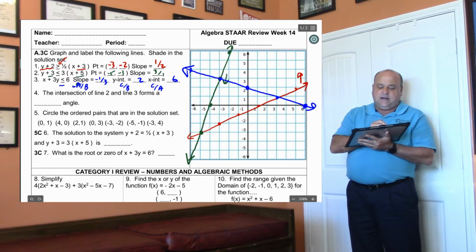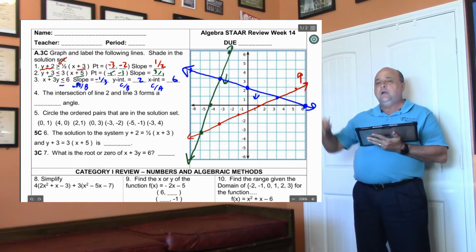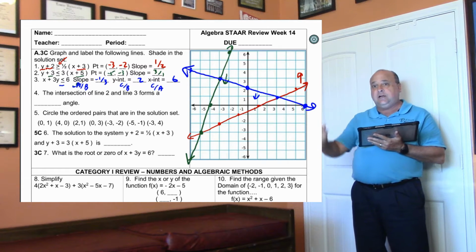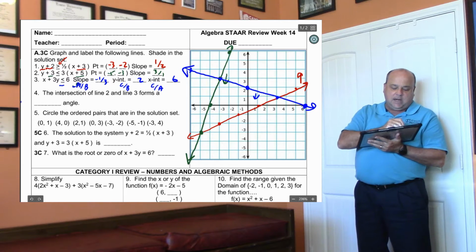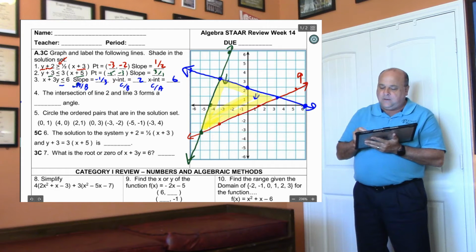And then this line is shaded down too, right? So this line's shaded down too. So the green line shaded down, the blue line shaded down, and the red line shaded up. So the ordered pairs that are going to work are going to be in this triangle.